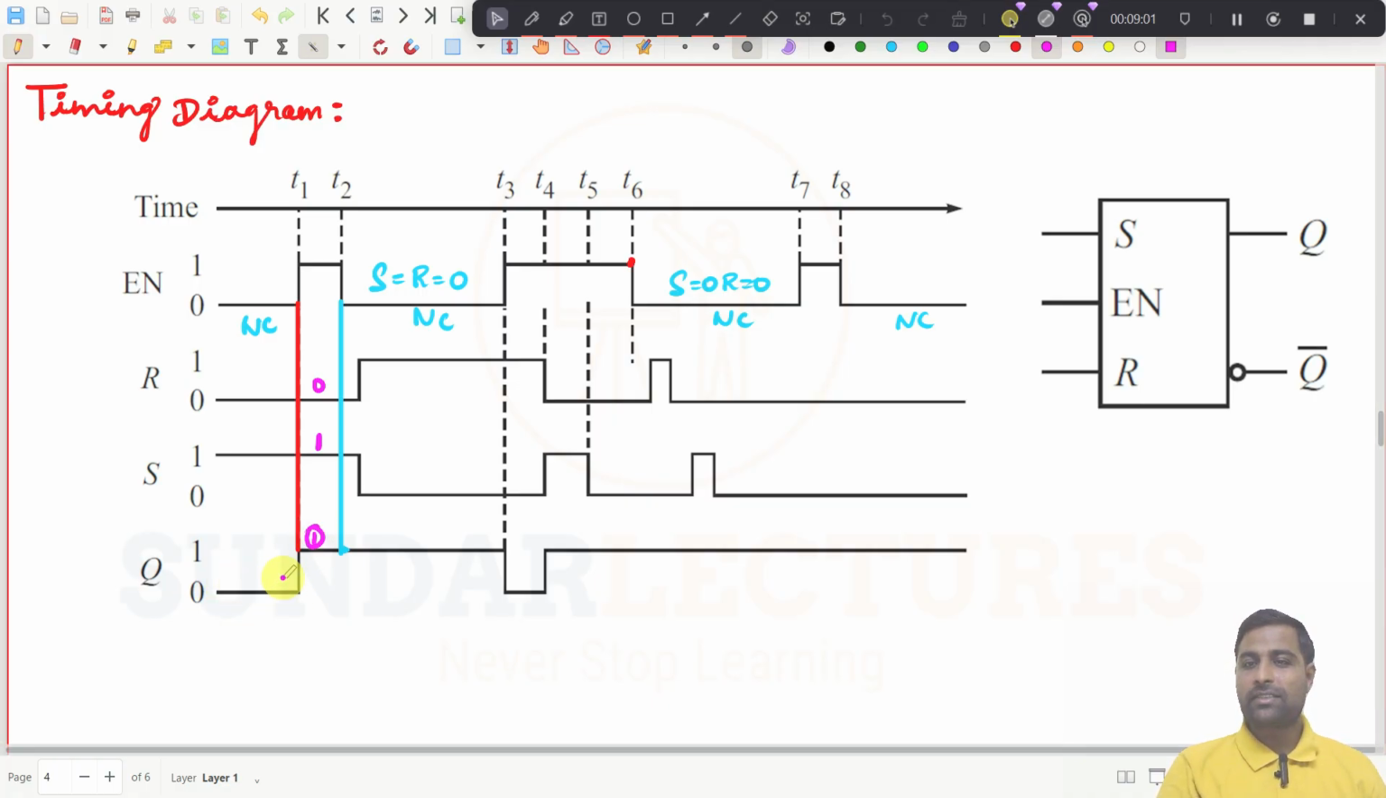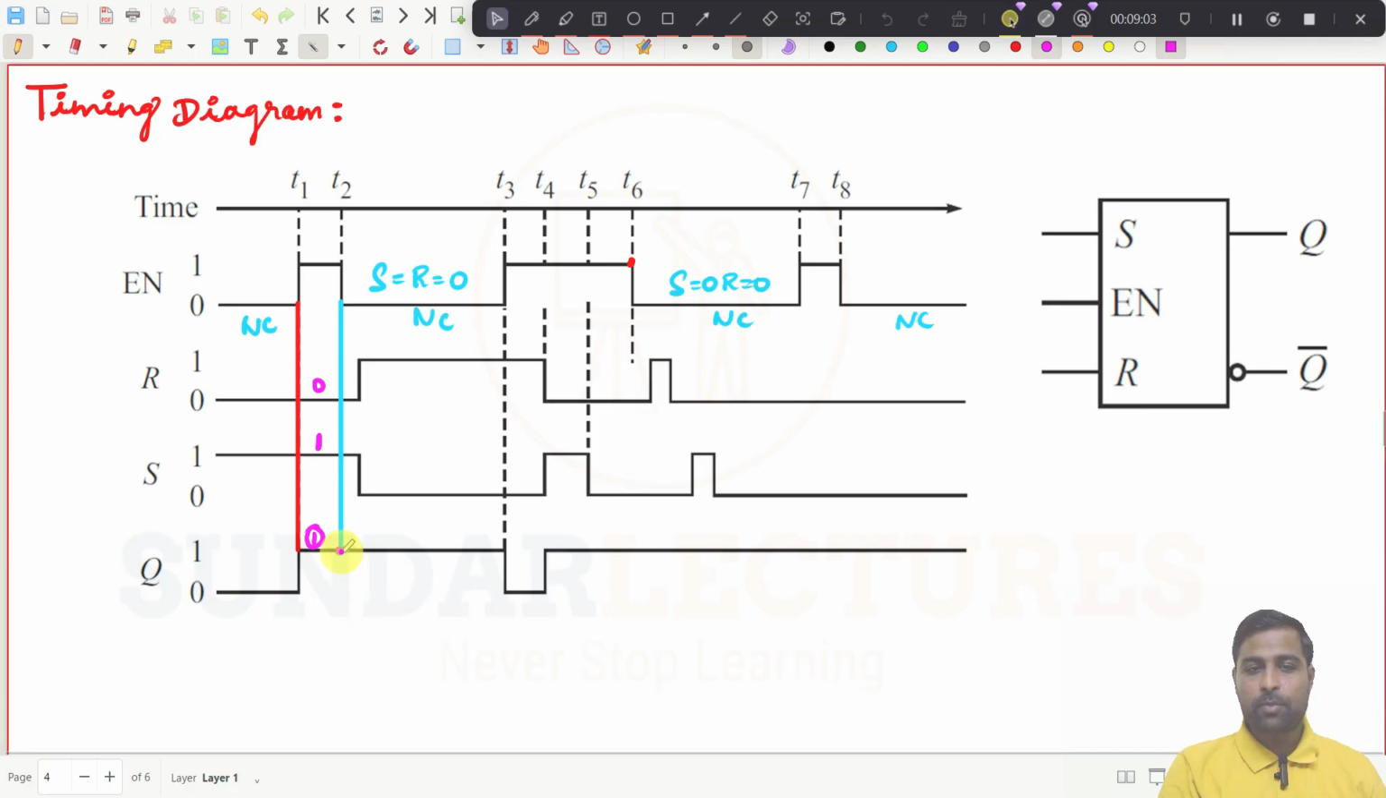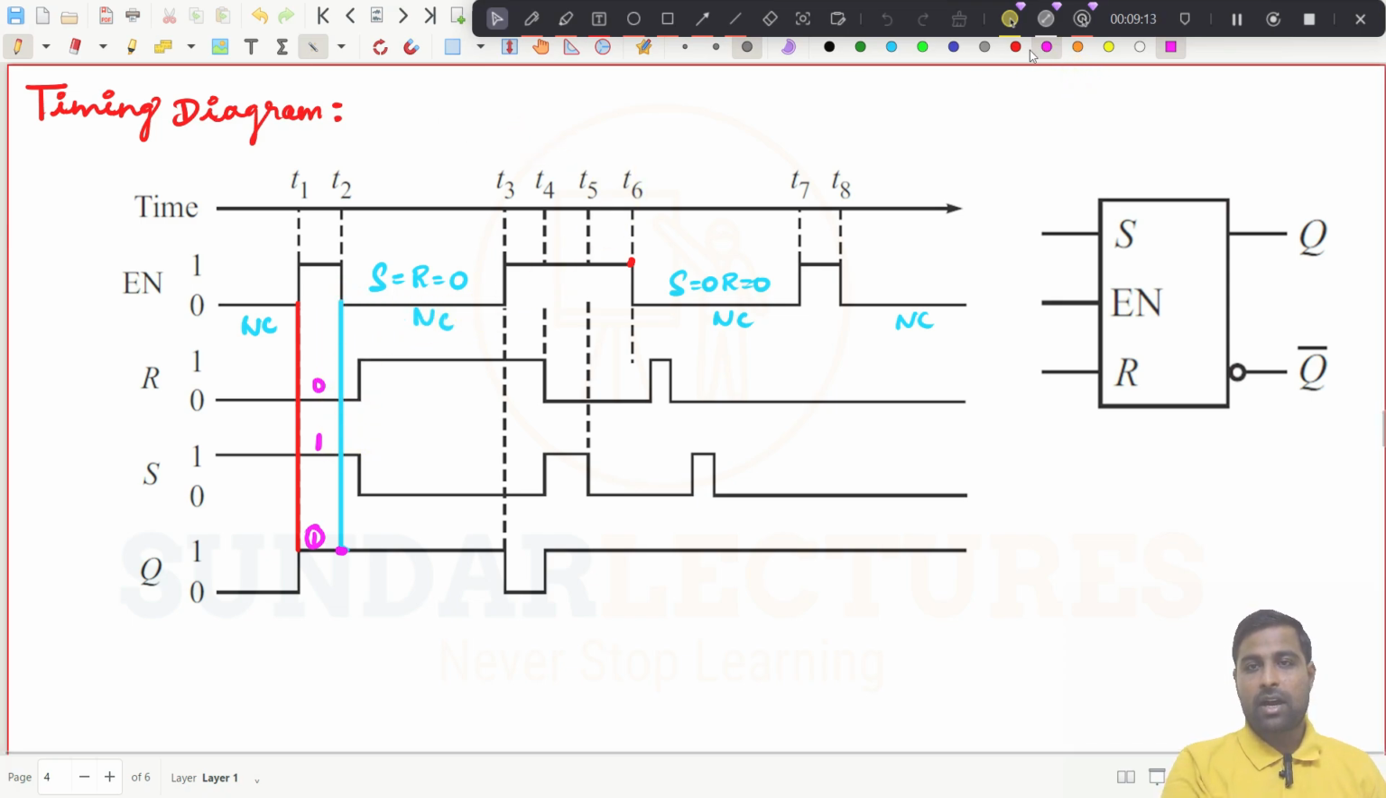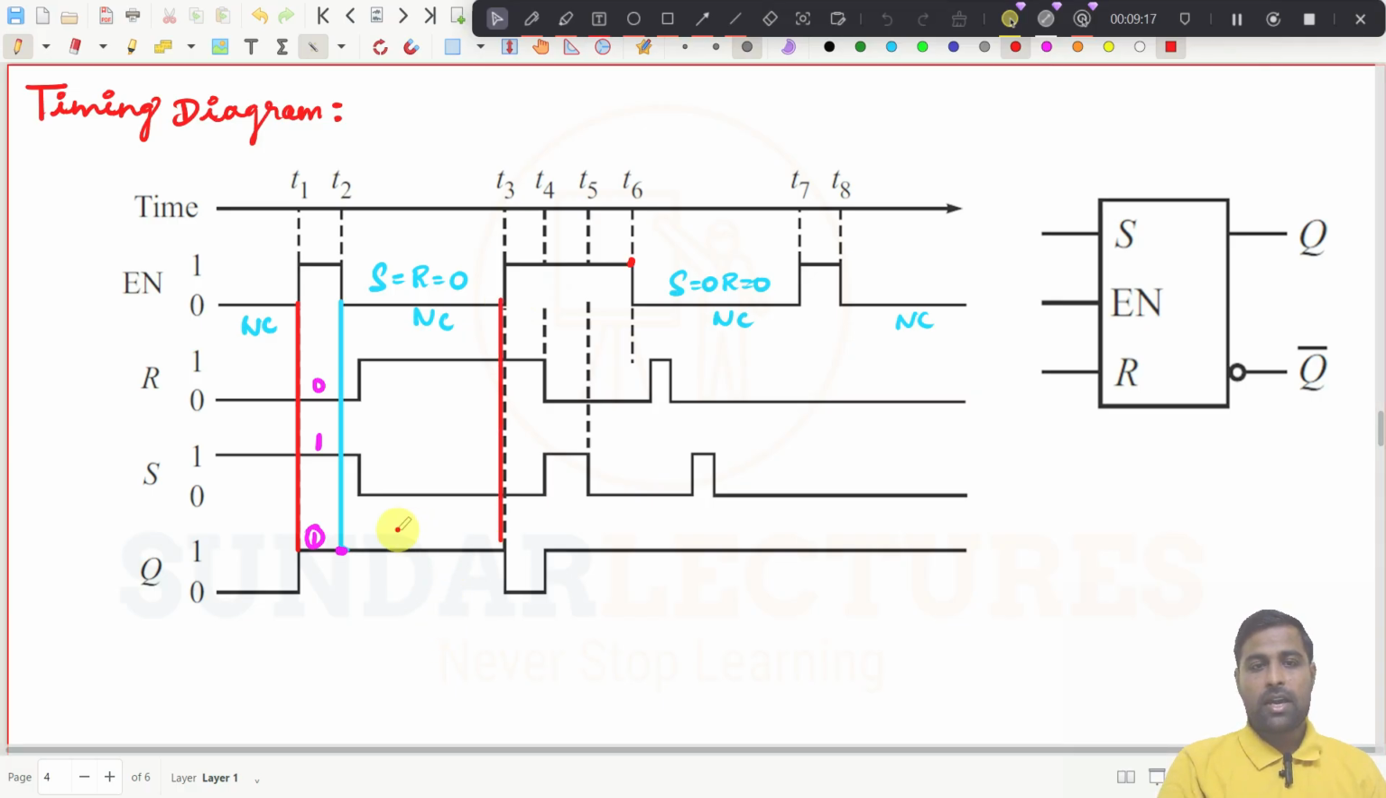S is equal to 1, it is a set condition, so the output becomes 1. Until this point it will be 1, until this point it will be 1. And what happens here? Enable becomes 0 here. So until this point, until this one, the output will be 1.